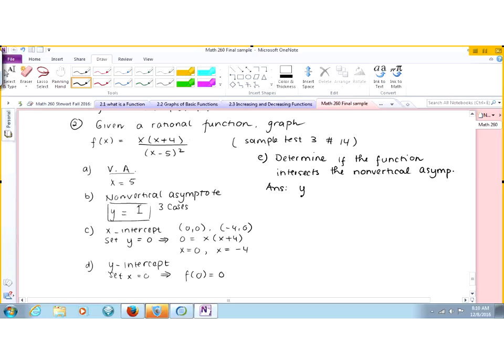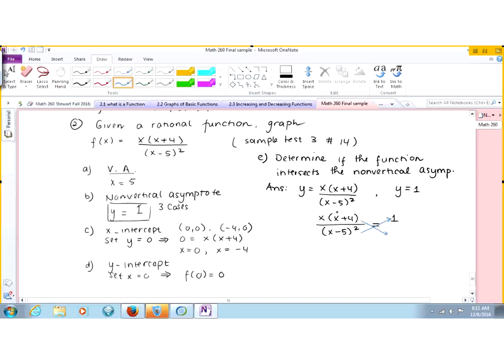So what is the equation of the function? y is equal to x times x plus 4 divided by x minus 5 squared. What is the equation of the non-vertical asymptote? y equals 1. So how do you find the intersection between these two? You set them equal to each other. Yes. x times x plus 4 divided by x minus 5 squared is equal to 1.